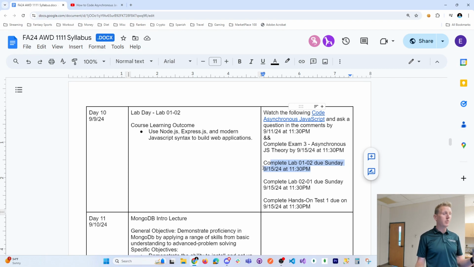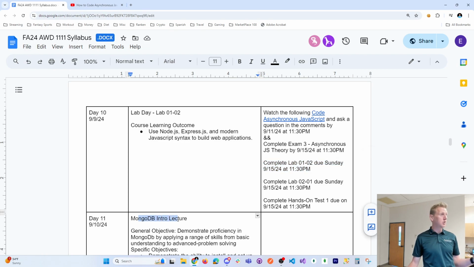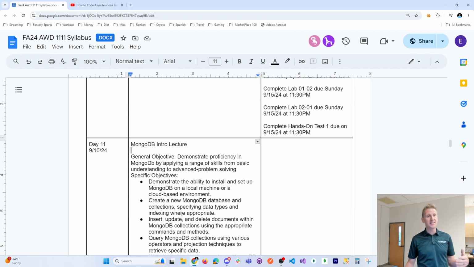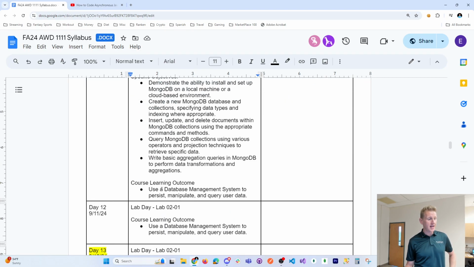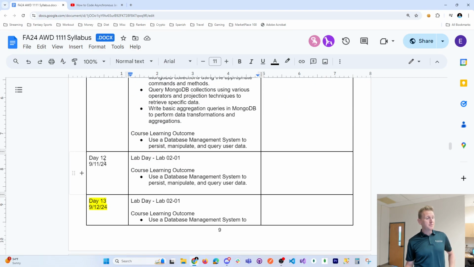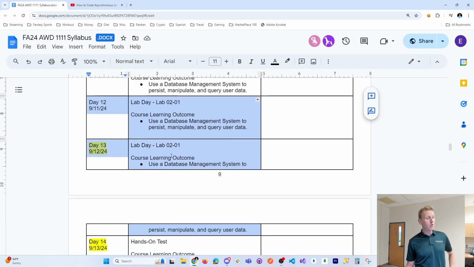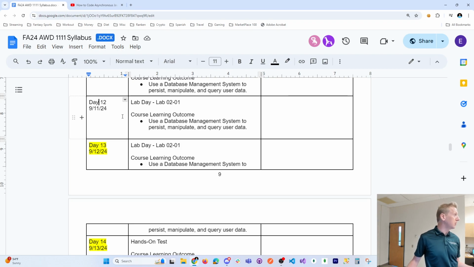We are no longer going to be focused on Express and Node. We are going to transition into learning Mongo tomorrow. So you can see tomorrow's a lecture day. I'm setting aside basically the full class for the theory to learn Mongo databases. And then we have 2 lab days, and both of these are our first labs dealing with Mongo databases.